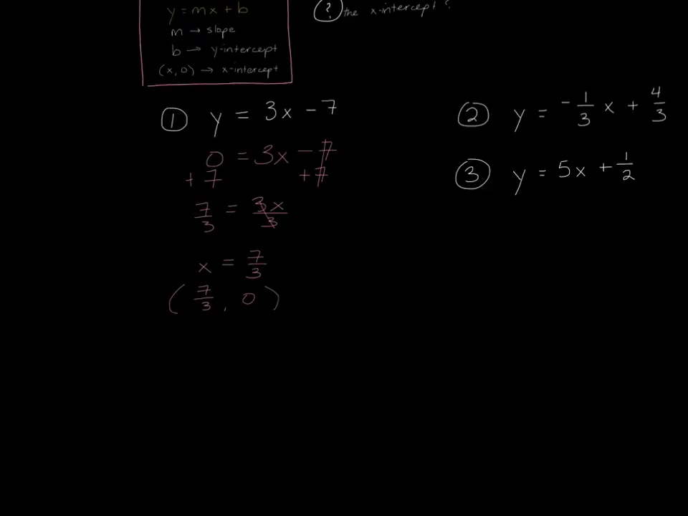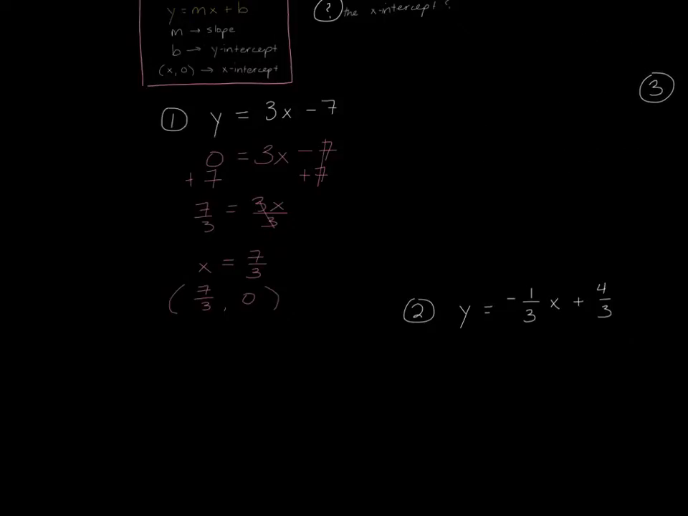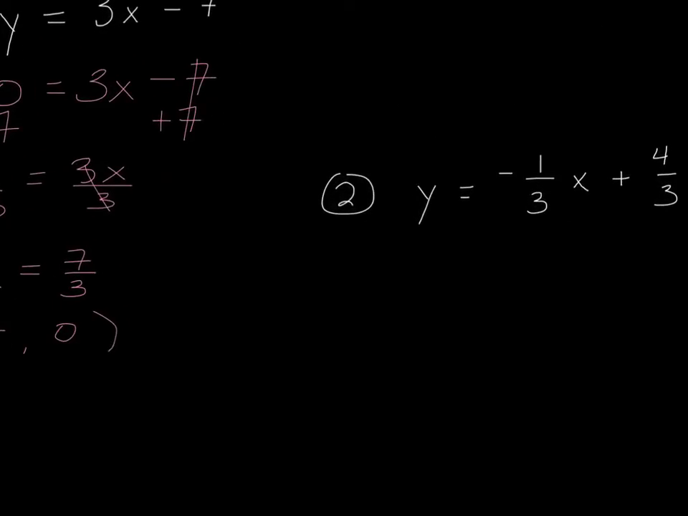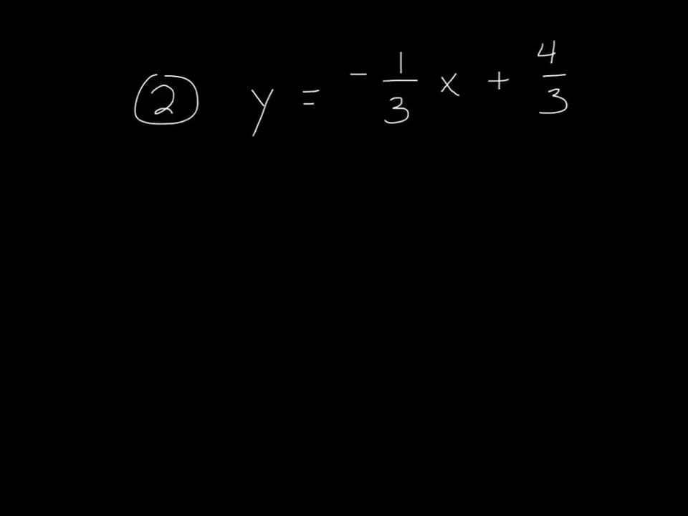Okay, so now let's look at another example. Let's take number 2 here. I'll move number 3 out of the way. Number 2 has a different slope. It has a slope of -1/3 and a y-intercept of 4/3. Okay, you can see that. But again, the question is, how do I find the x-intercept?